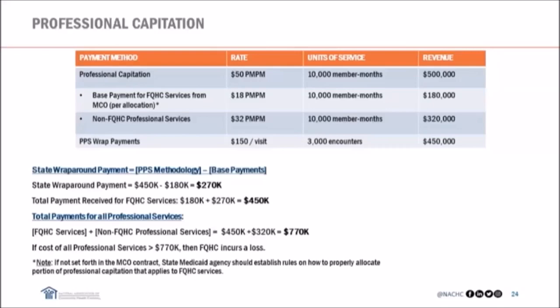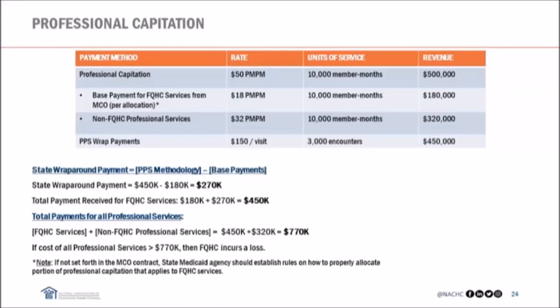So if you have a third party interposed, making the allocation between FQHC services and non-FQHC services, I think it withstands some scrutiny because it's viewed as a more independent judgment of who is making that allocation. So ideally, a third party makes that allocation determination.